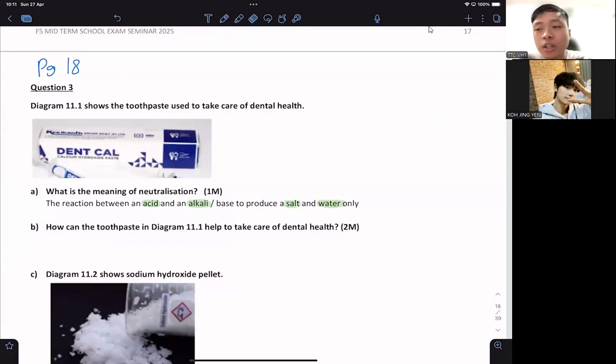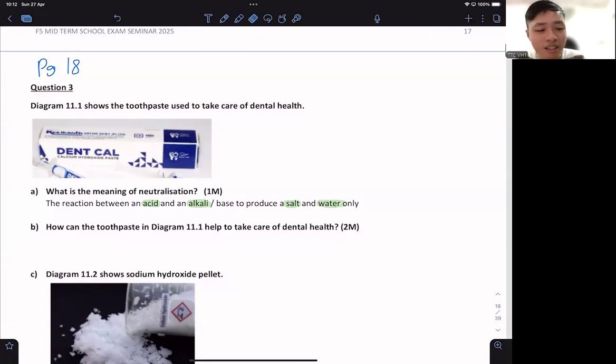the toothpaste, what happens? Because when you eat food, remember, the food contains a lot of acid, which will cause your teeth to be broken. So that's why you use toothpaste, because toothpaste is basic. You can call it alkali, same thing. Okay, so it contains calcium hydroxide, all this stuff.